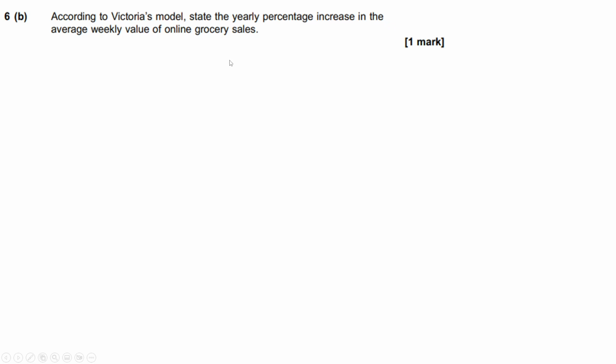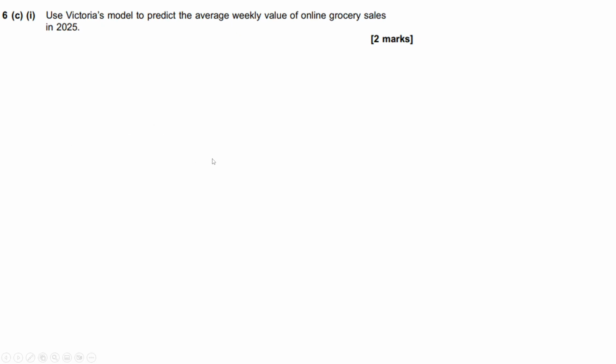State the yearly percentage increase. Well, if we've got this equation here, just look at it. It's kind of like the compound interest one. And if we're constantly multiplying by 1.14 after n years, then it's just a 14% increase. It's 1 plus 14%. It's 100% plus another 14%. So that's a 14% increase.